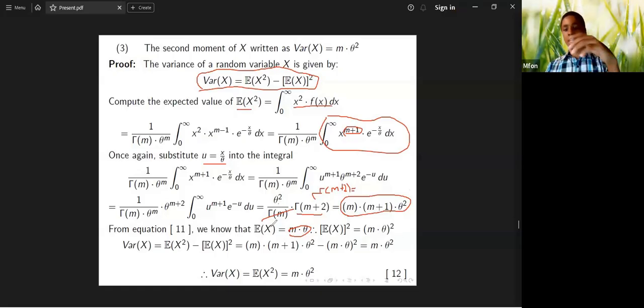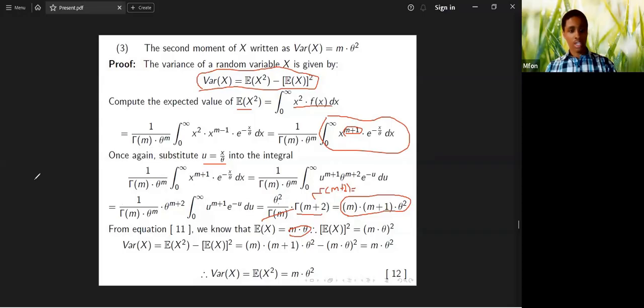Now, since we know that the expected value of x, or mean of x, is m theta, that means the expected value of x all squared will now be m times theta all squared. So subtracting both of them, we get that the variance of x is equal to m times theta all squared. Is there any problem with the solution, or do you understand fully?